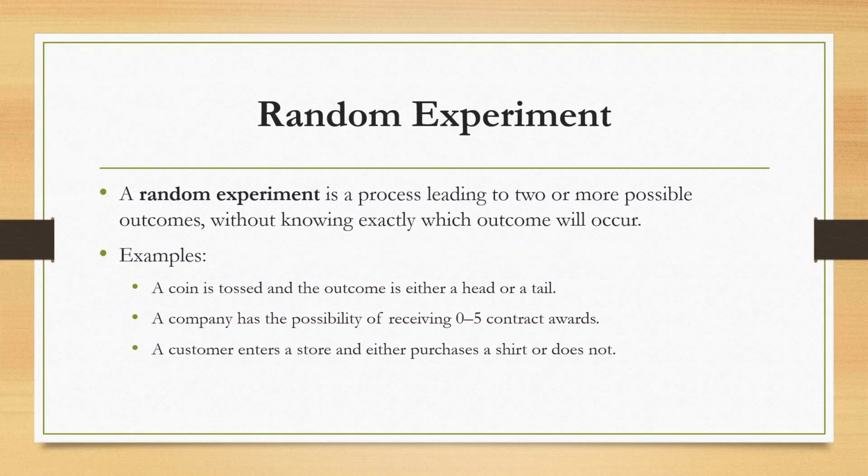A random experiment is a process leading to two or more possible outcomes without knowing exactly which outcome will occur. For example, a coin is tossed and the outcome is either a head or tail. A company has a possibility of receiving from 0 to 5 contract awards. Or the third example is a customer enters a store and either purchases a shirt or does not.